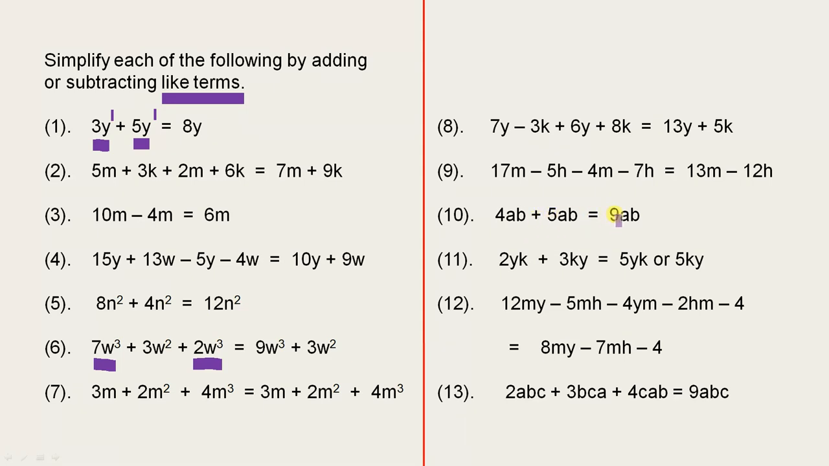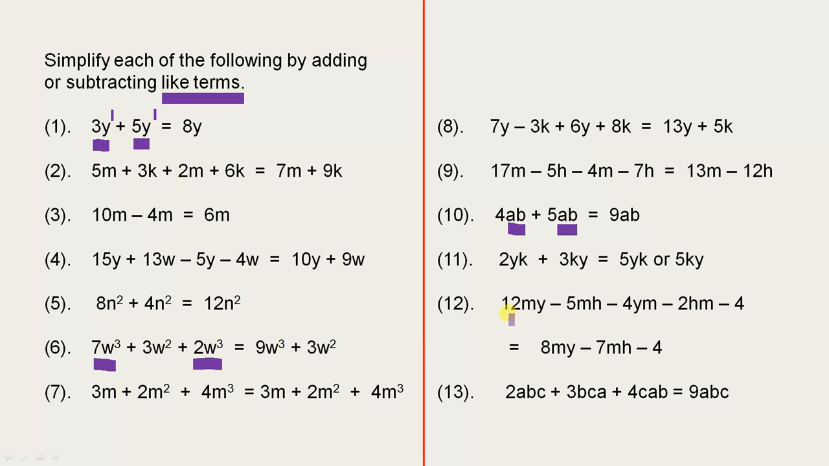4ab plus 5ab is 9ab. See, they're like terms, same letters and same powers. 2yk plus 3ky equals 5yk or 5ky. Doesn't matter what order. Over here we have, let's have a look where the like terms are.